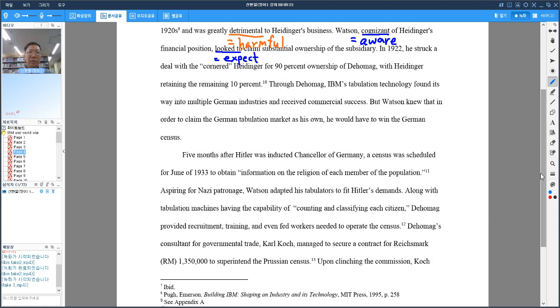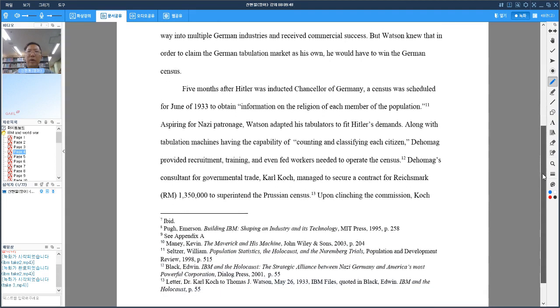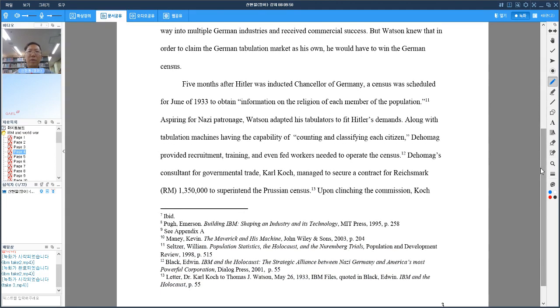So even though Dr. Watson earned a huge share of the German computing market, he thought that it was not winning the market. He wanted to monopolize the German computing market. So in order to do that, he knew that he had to win the German census. Census is the business of counting the population of the country. So Dr. Watson knew that he had to win this German census in order to truly win the German computing market.